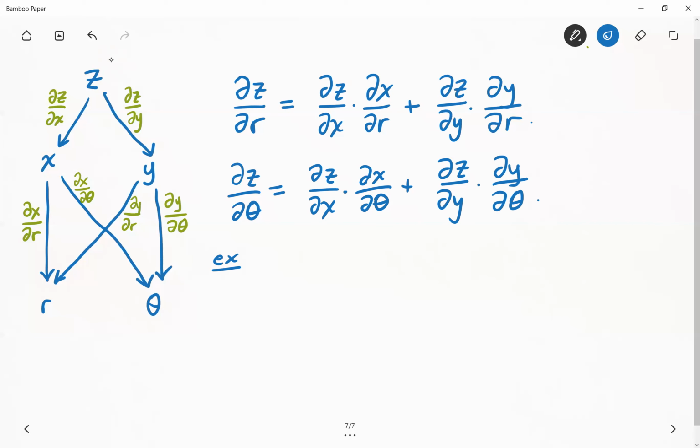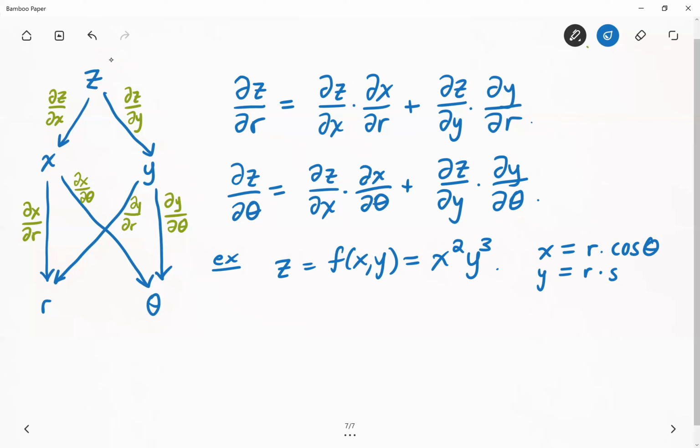Let's go back to our previous example just to see how these look in action. Right, let's say we have z, again, a function of x and y. Let's make that x squared y cubed. Again, we know that x is r times cosine theta, and y is r times sine theta. And let's say we want to calculate the formula for dz dr at a given point.